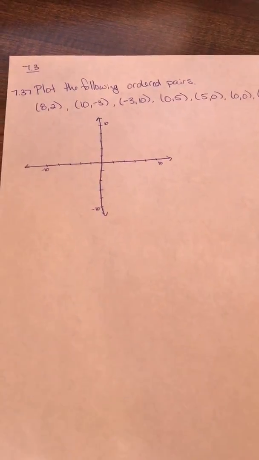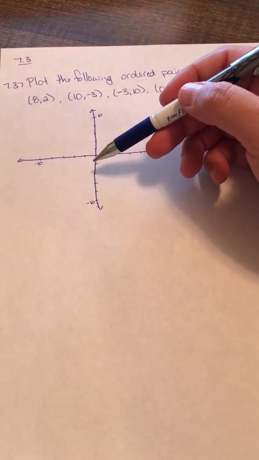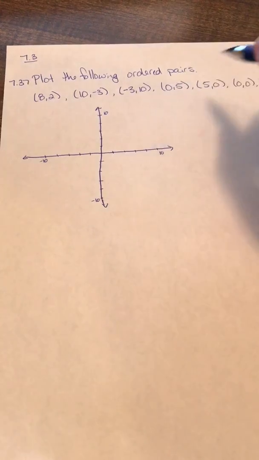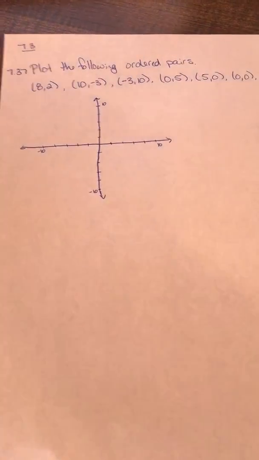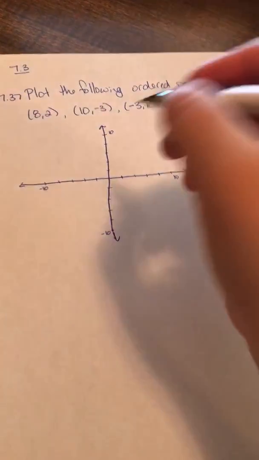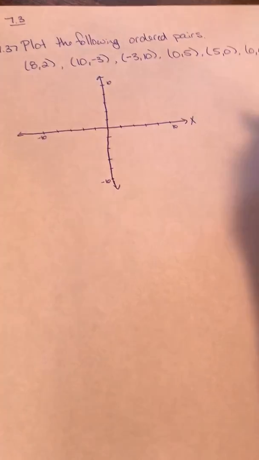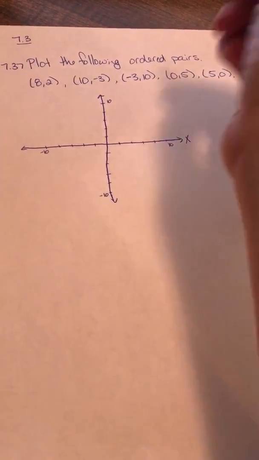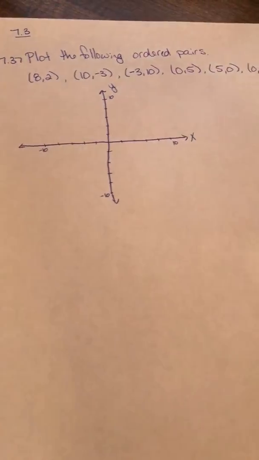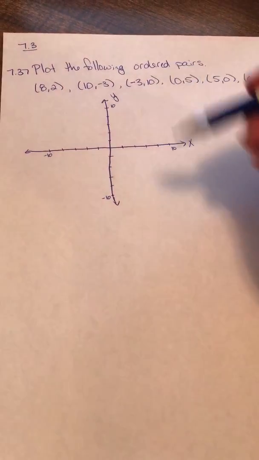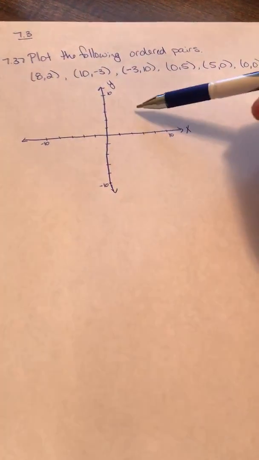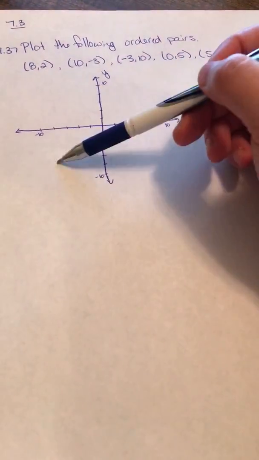But if you draw one yourself, you're not graded on artistic ability, because you can see mine's not very straight. I can't draw very well. So anyways, to plot the following ordered pairs. X is the horizontal axis, goes left to right. Y is your vertical axis, goes up and down. And then of course you've got your quadrant 1, 2, 3, and 4.